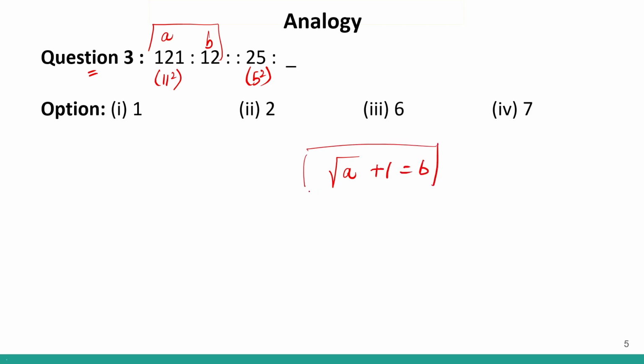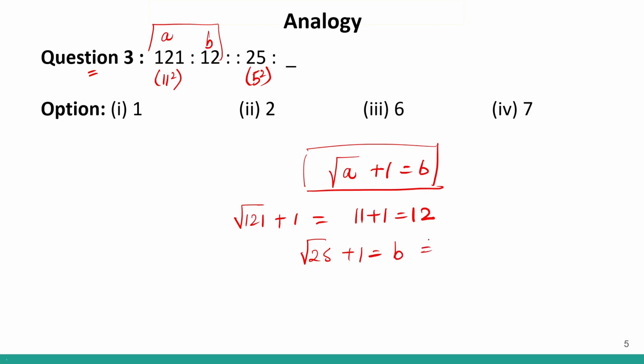How? Because under root of 121 plus 1. So, under root of 121 will be 11, plus 1 will give me 12. Correct? So, under root of A plus 1 is giving me B. So, over here we have 5 square. Correct? So, under root of 25 plus 1 will give me my missing element, that is B. So, it will be 5 plus 1, that is 6. 6 will be the answer which is given in option number 3. So, option number 3 will be the correct answer because it follows the same logic, that is under root of A plus 1 is giving me B.